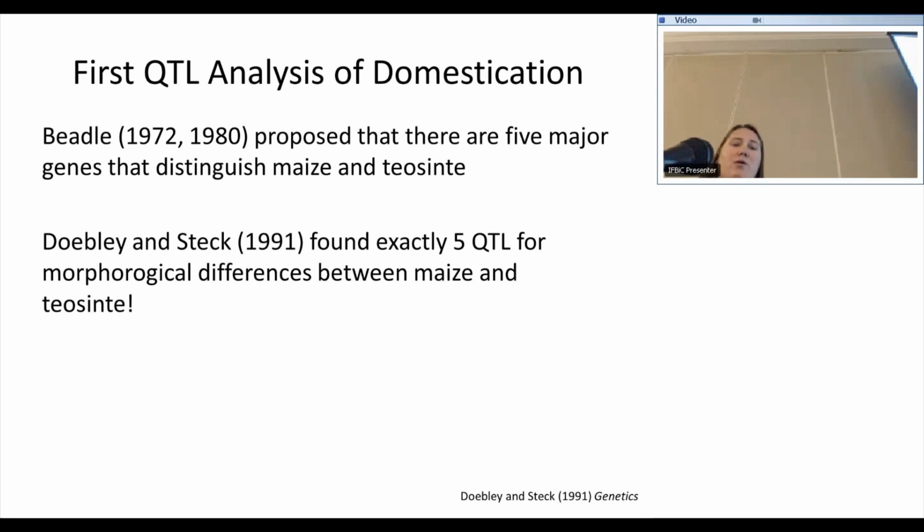He did that all based on just crossing corn and teosinte and looking at the progeny. Back in 1991, John Doebley did a QTL analysis, looking specifically at what parts of the chromosomes come from teosinte and corn to cause the differences, and found exactly 5 QTLs for those large-scale differences. This was very convenient at the time.